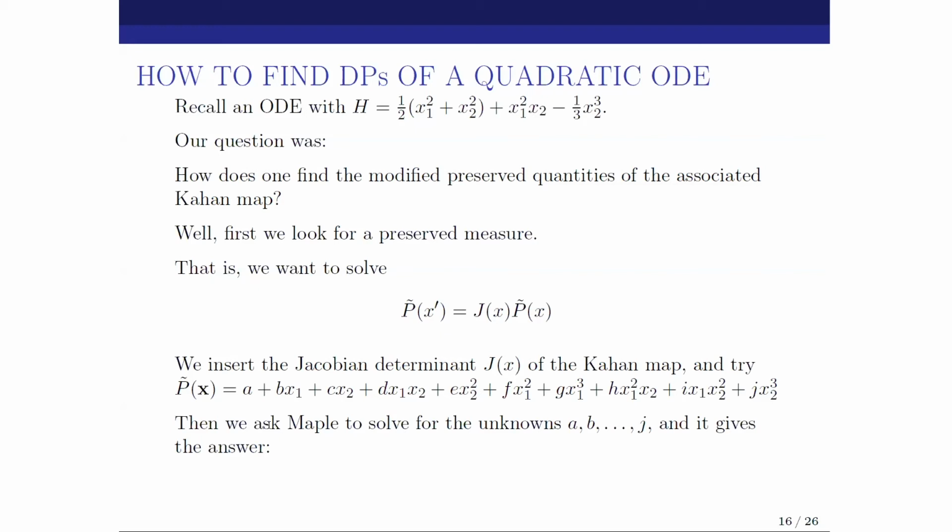Then we just make the ansatz for the p wiggle, for the polynomial, to be a polynomial. Just take every monomial up to third degree. And then we have to find these coefficients A, B, C, D, E, F, G, H, I, J. So we ask our good friend Maple or Mathematica or whatever you want to use, or are used to using, to solve this, and it gives the following answer.